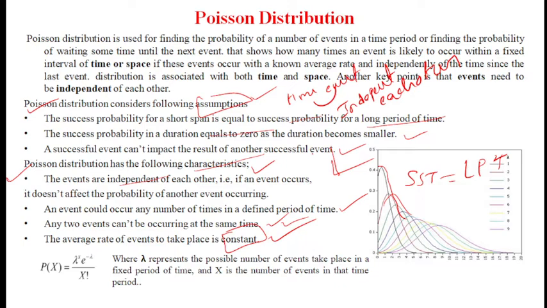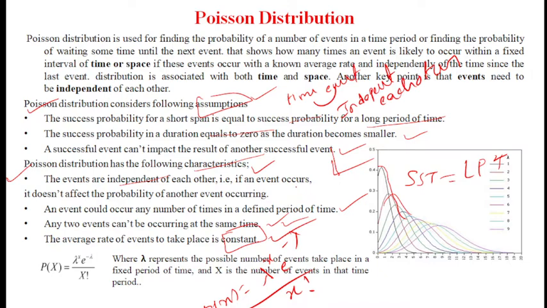What would be the formula for this Poisson distribution? P of x is equal to lambda power x into e power minus lambda, by x factorial. Here lambda represents the possible number of events taking place in the fixed period of time, whereas x indicates the number of events in the time period.